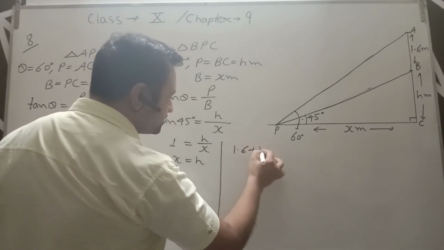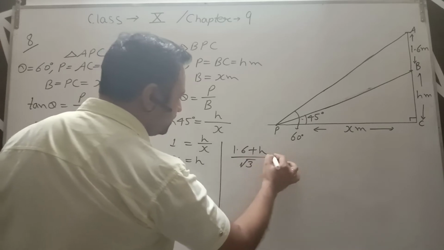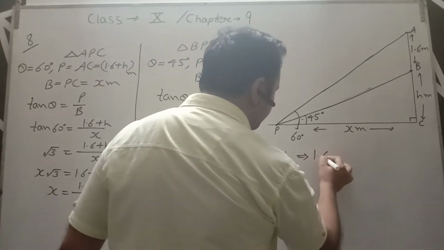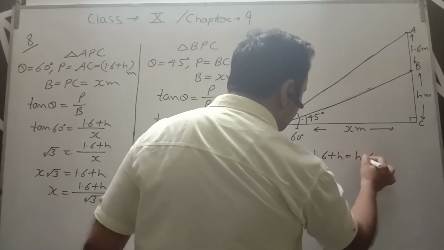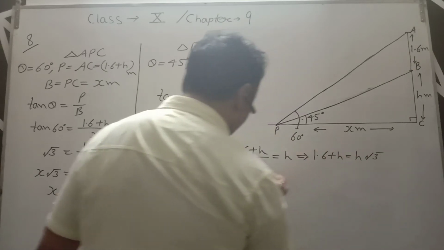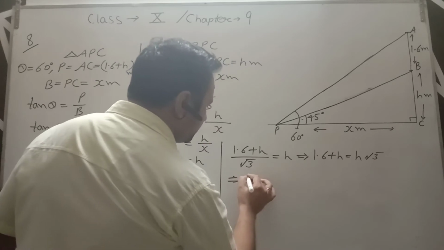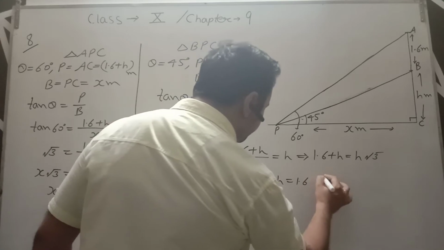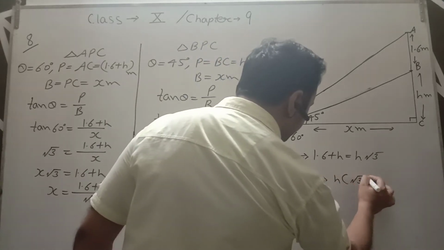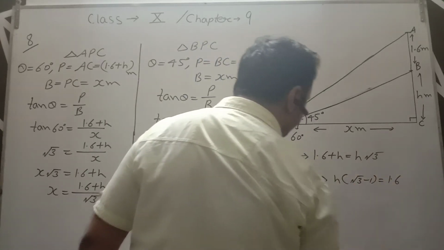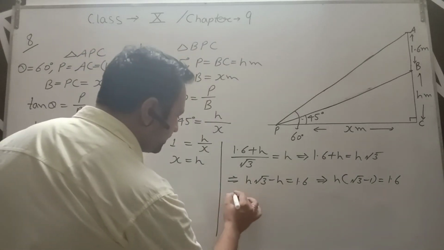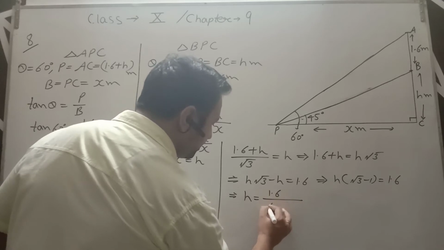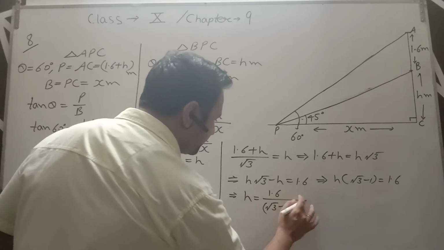So 1.6 plus h upon under root 3 is equal to h. After cross multiply 1.6 plus h is equal to h under root 3. So h under root 3 minus h is equal to 1.6. Taking h as common, h into (under root 3 minus 1) is equal to 1.6. So finally what is the value of h? 1.6 upon under root 3 minus 1.